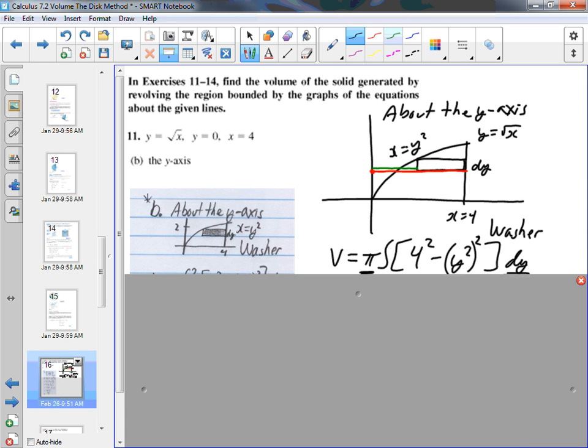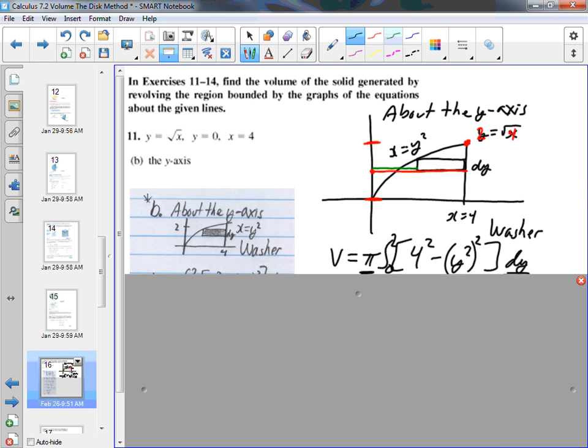Oh, wait, I forgot something. Limits of integration. All right. What's the lower limit of integration? What's that y-coordinate right there? 0. Then what's the upper limit of integration? What's that y-coordinate right there? 2. Now, we had some trouble with why that was 2 when we worked this yesterday. It's 2 because there's the point of intersection of x equals 4 and y equals the square root of x, right? When x equals 4, what does y equal? 2. So that's how I know that y-coordinate is 2, okay? So it's the integral from 0 to 2.